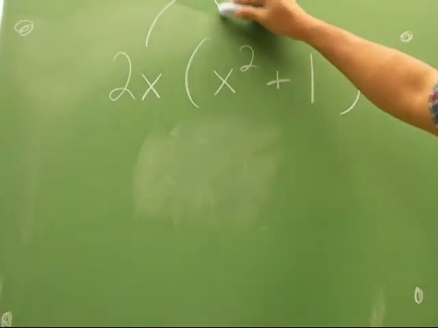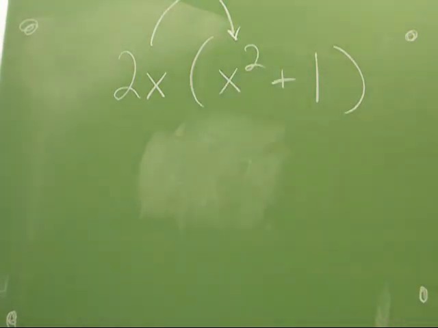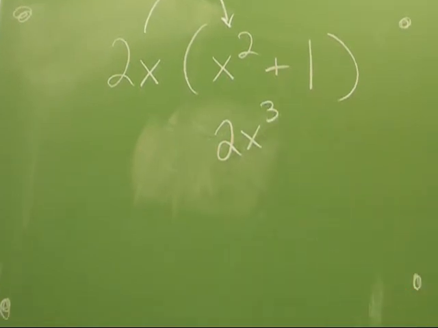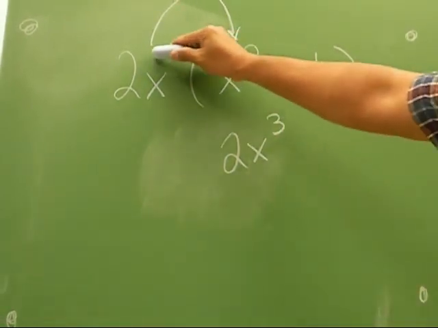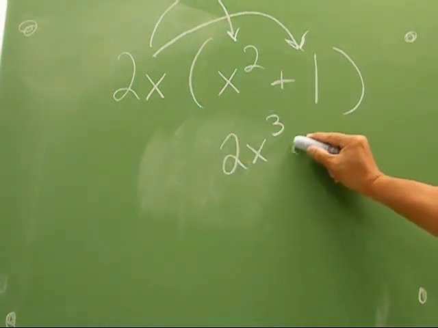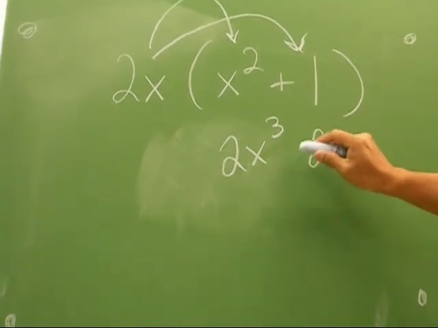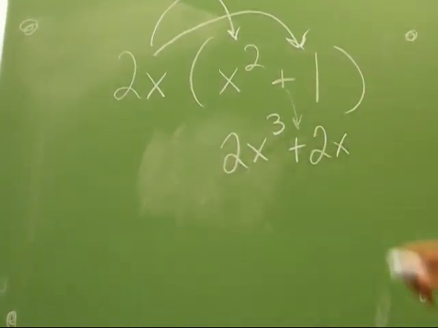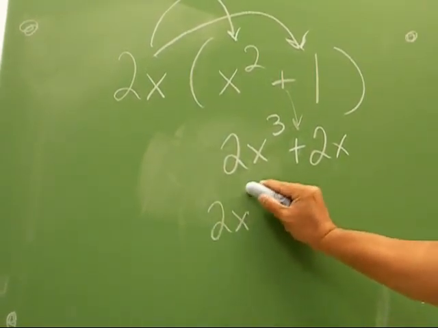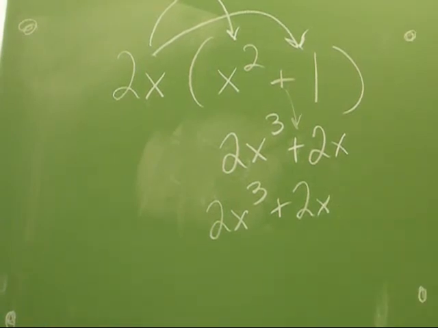So here, I'm going to multiply 2x times x squared. That would have to be 2x to the third power. Then I would multiply 2x times 1. That would be 2x. Oops. And I'm just bringing everything down. Let me just bring it down a little bit more so we can start all over again. This is what we have. I can't go any further.